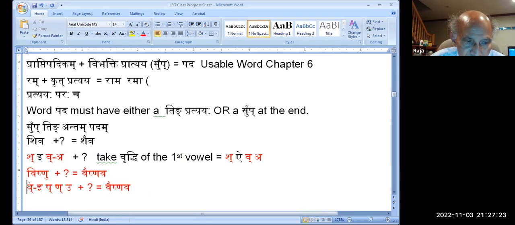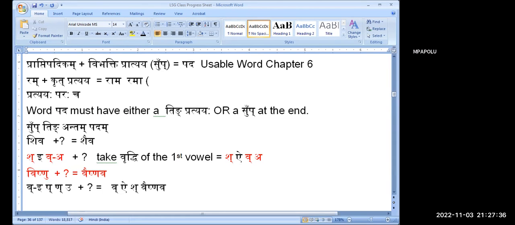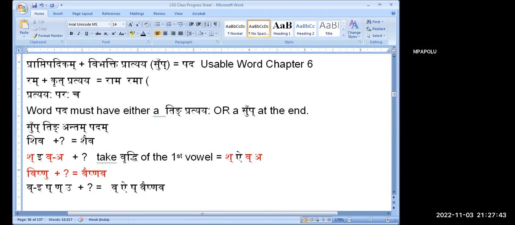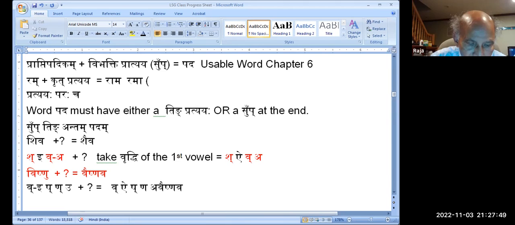And let me change the color because I can't see the color properly. Then Vaishnava: Vakara, I, Shakara, Nakara, Vakara, Akara, and Vakara. So Vakara and Akara. Agree? This is Vaishnava.